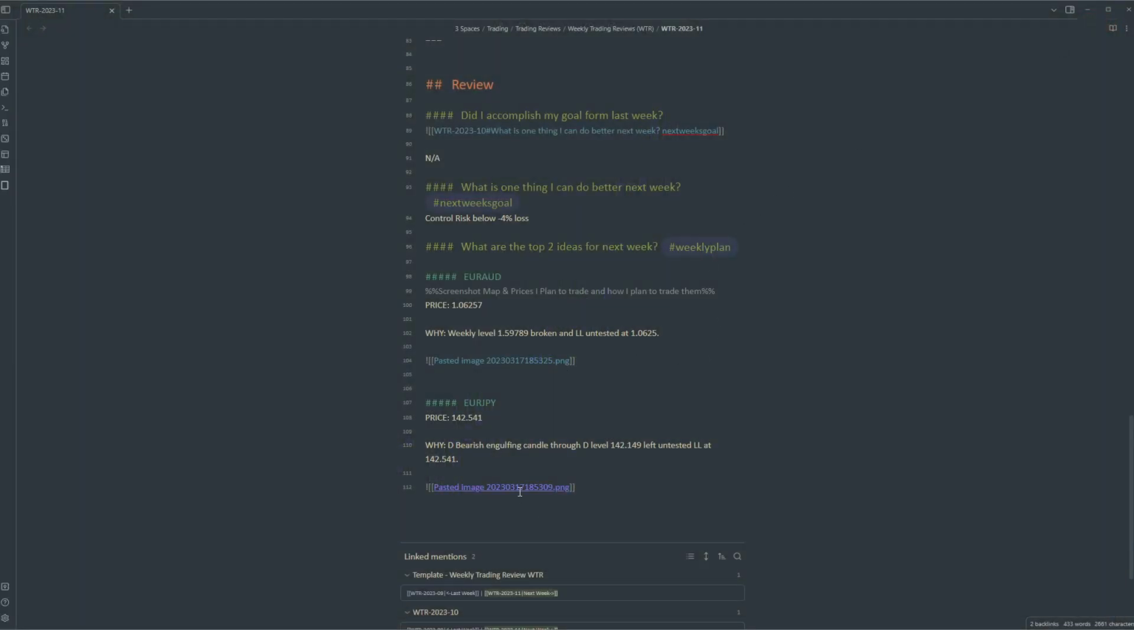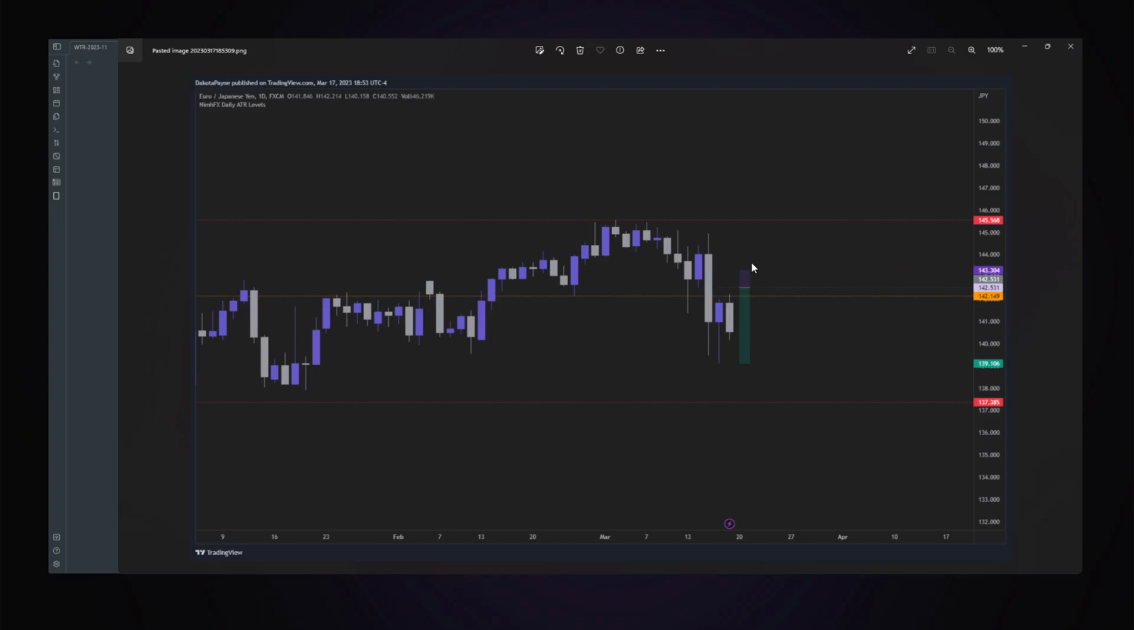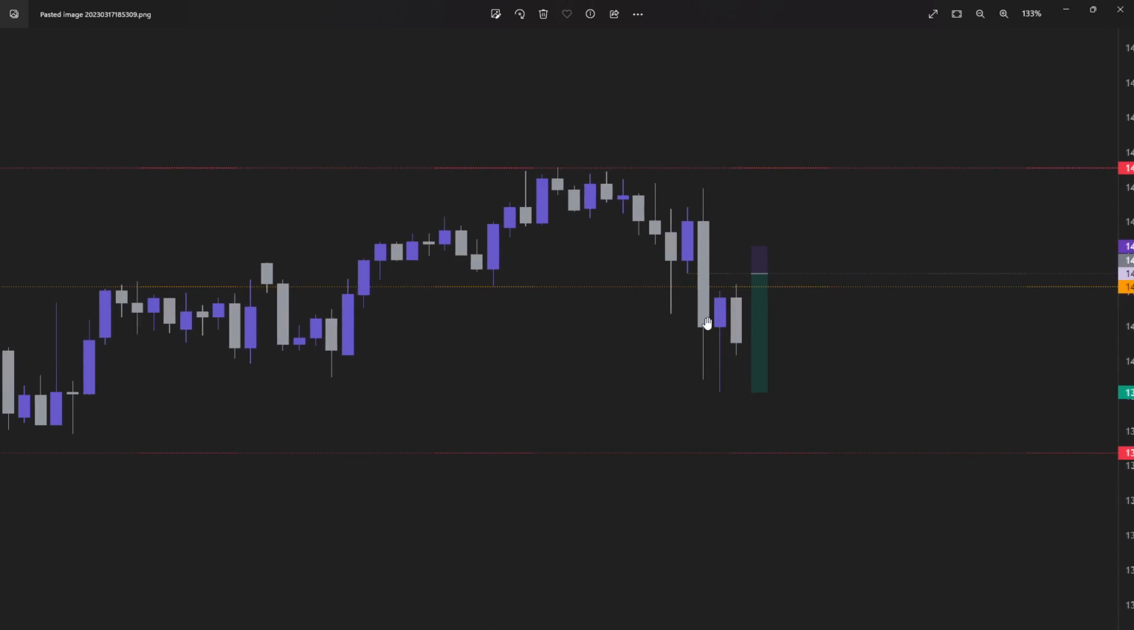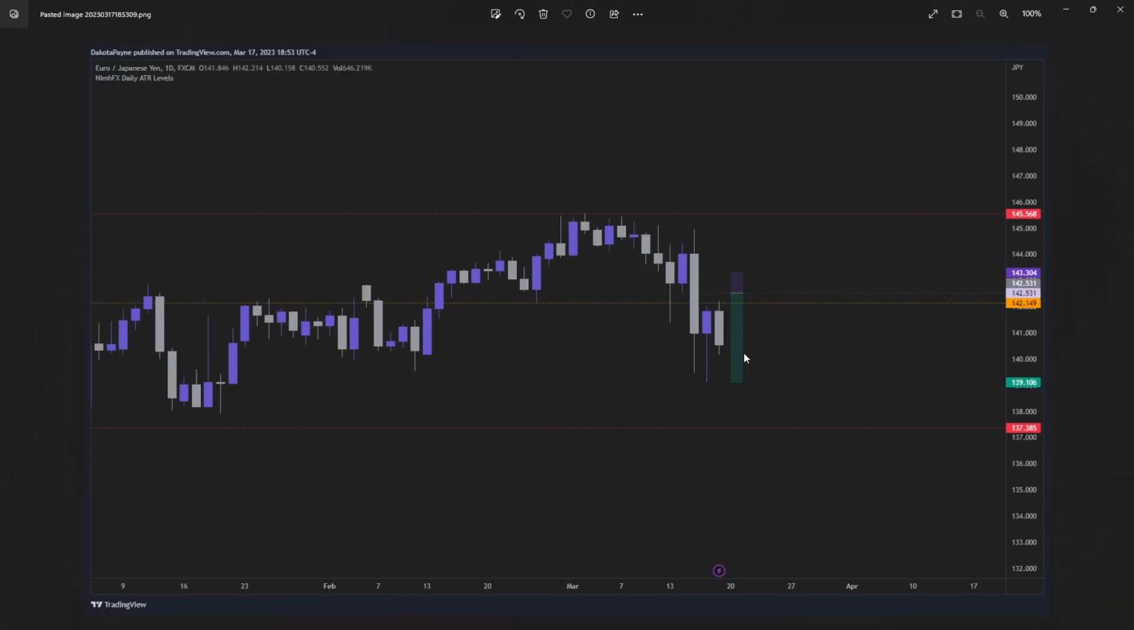And then Euro JPY, daily bearish engulfing in the untested level. Let's go ahead and look at this. We got this engulfing candle, bearish engulfing through a daily level. This one I'm extremely confident in, and actually I'll be looking for it to come down to the weekly level, not just stop at this low here. If it does activate, I will look for it to push down further and also look to add on the way down as well. This is probably one of the best setups I have at the moment.